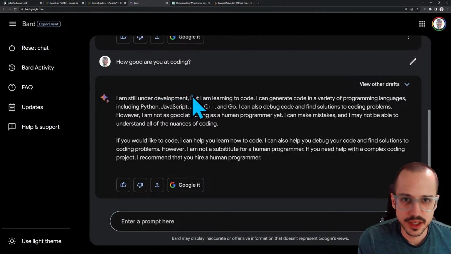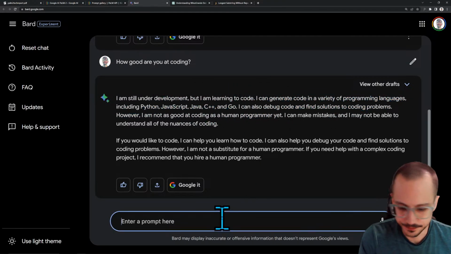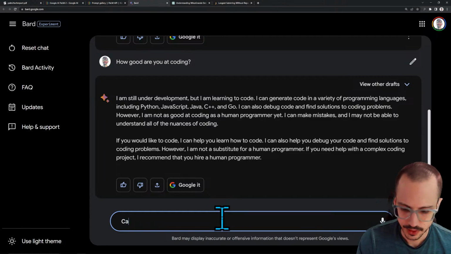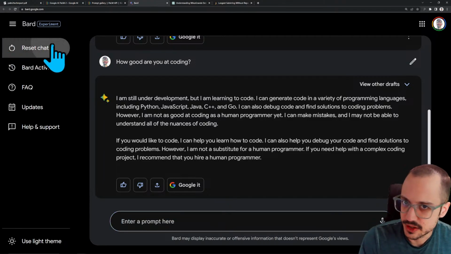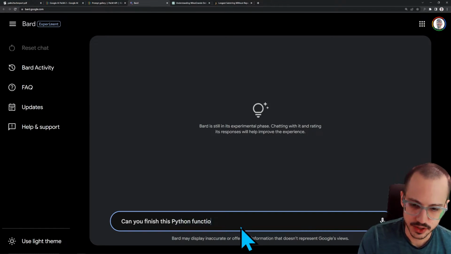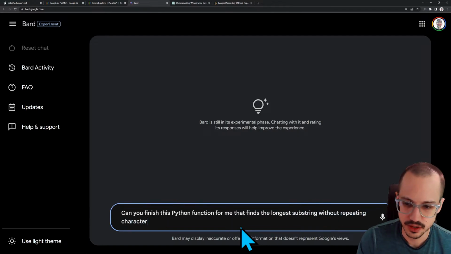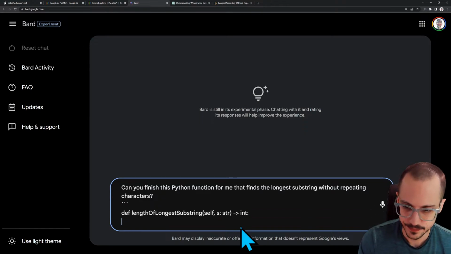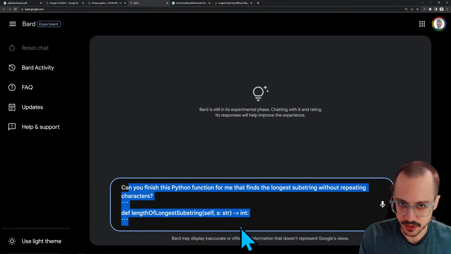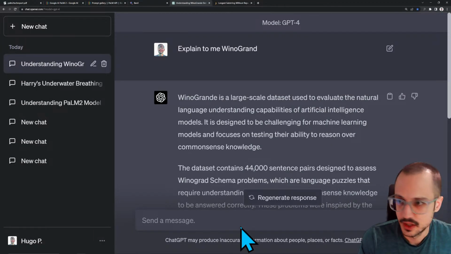I'm still in development, but I am learning to code. I can generate code in a variety of programming languages, including Python, blah, blah. Okay. Let's actually give it a fresh prompt here. Let's not give it any context. Let's say, can you finish this Python function for me that finds the longest substring without repeating characters? And let's go ahead and copy that as well, and we'll send it to GPT-4.